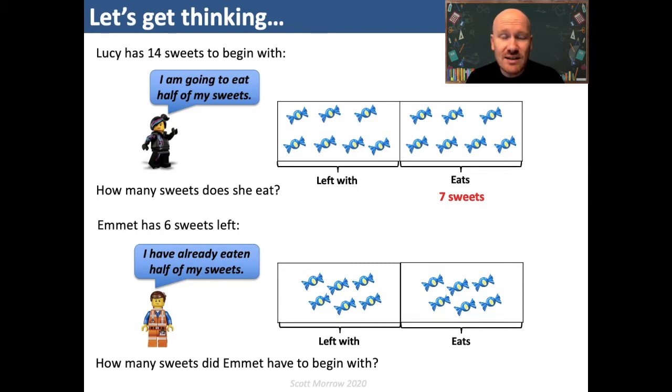So we can now see that the total amount of sweets that he started with is all of those sweets added together. And when we add those together, we get 12 sweets. So Emmit had 12 sweets to start with.